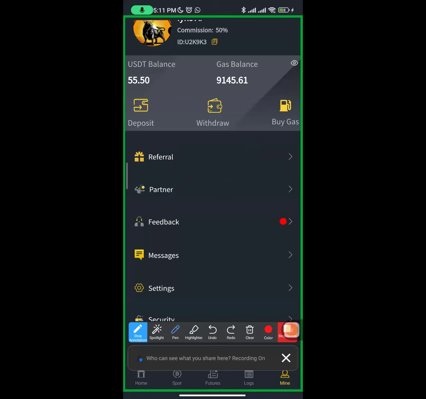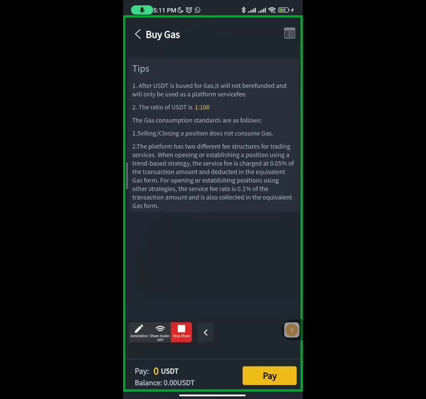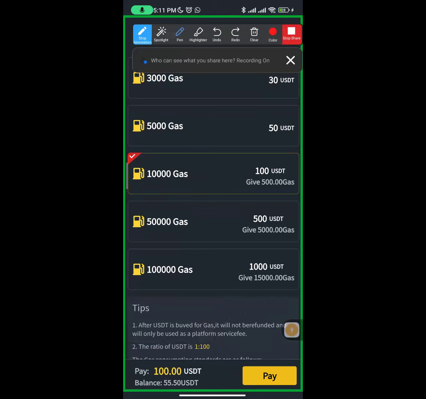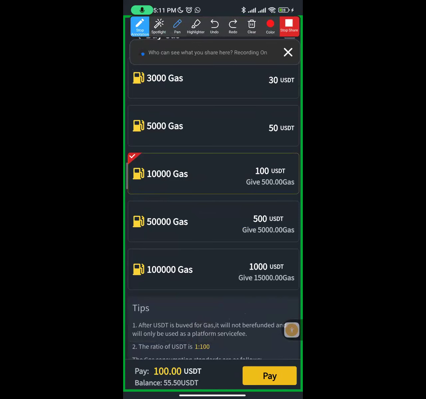Once the money shows up here, the next thing you need to do is tap on buy gas. Now, what is buy gas? You are converting your dollar into gas. So when you tap on buy gas, what comes up? This is what you see here. So if you have $30 in that space, you tap on 30 and you tap on pay.